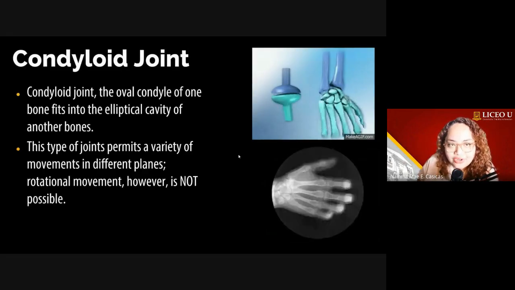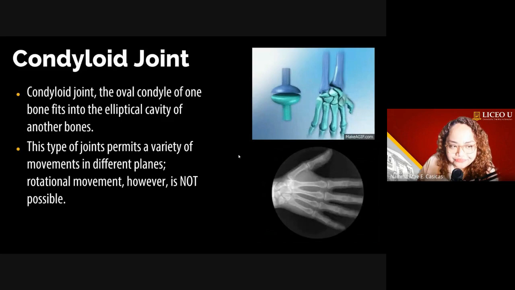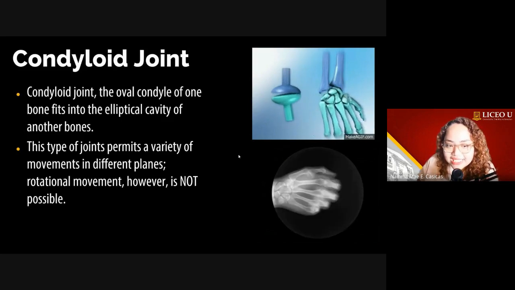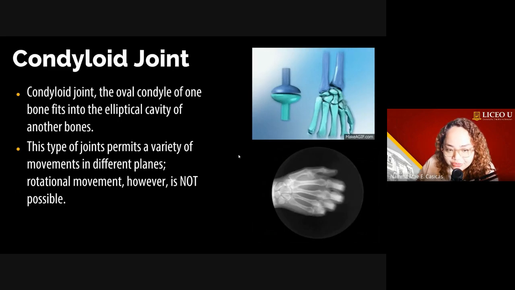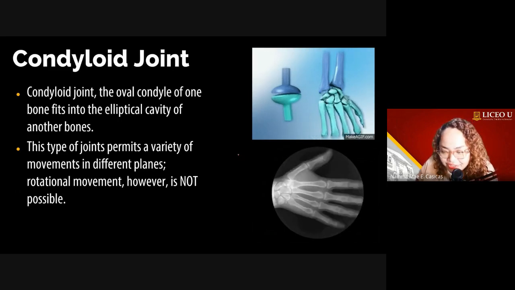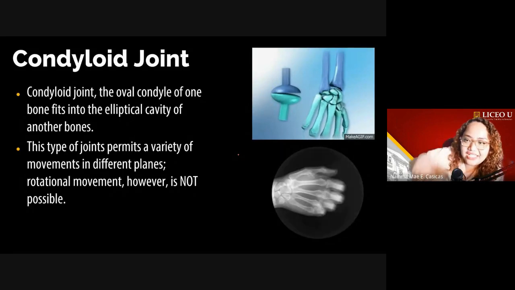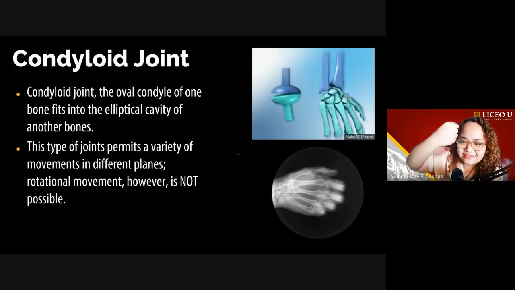Next would be your condyloid joint. This type of joint permits a variety of movements in different planes, like your rotational movement, but your rotational movement is not allowed. So this is found in your wrist.